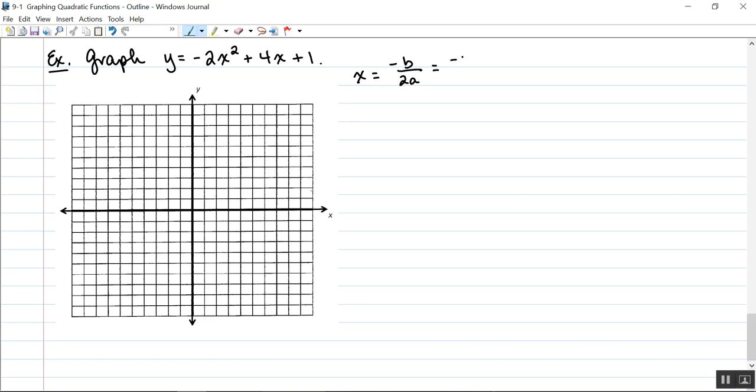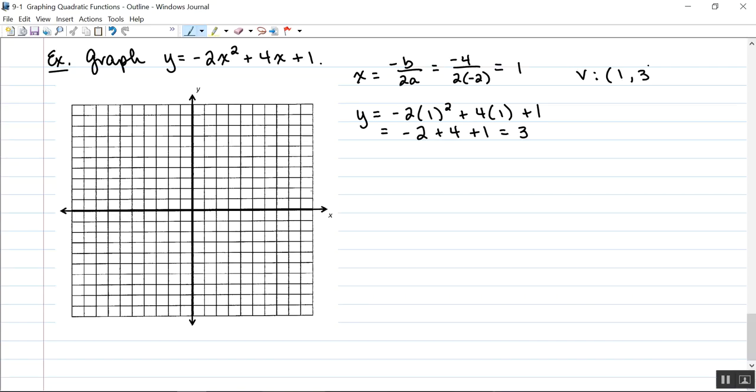So that's going to give me negative 4 over 2 times negative 2, which is negative 4 over negative 4, which is 1. And then the y of my vertex, plugging 1 in there: negative 2 times 1 squared, plus 4 times 1, plus 1. 1 squared is 1, times negative 2 is negative 2, plus 4, plus 1, gives a y value of 3. So my vertex is the point (1, 3).